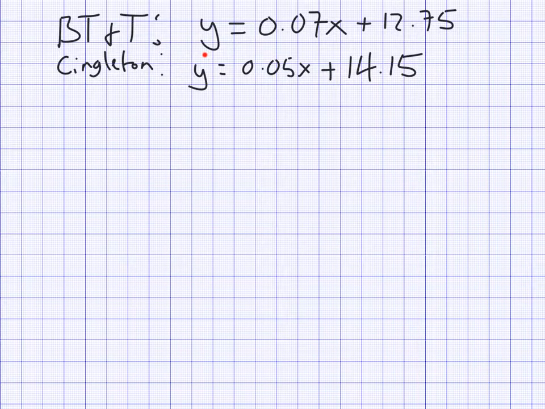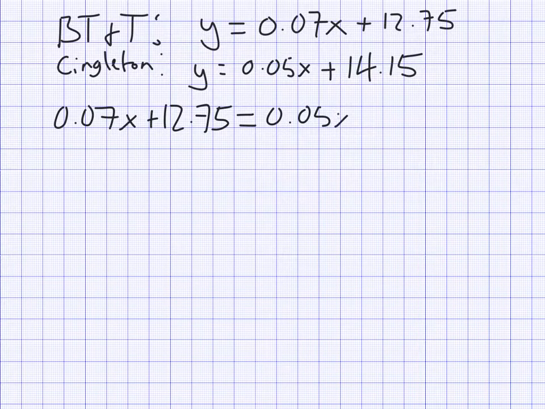So we're literally going to say, take these two equations, take this piece, and set them equal to each other. When is the cost, when is the y value going to be the same? So we'll just take that first expression up here, the 0.07x plus $12.75. That represents the monthly cost for BT&T, and we want to know when is that monthly cost equal to the monthly cost for Singleton, which is 0.05x plus $14.15. Right, so we're literally taking these two equations, setting them equal to each other. And now we just have to solve for x.